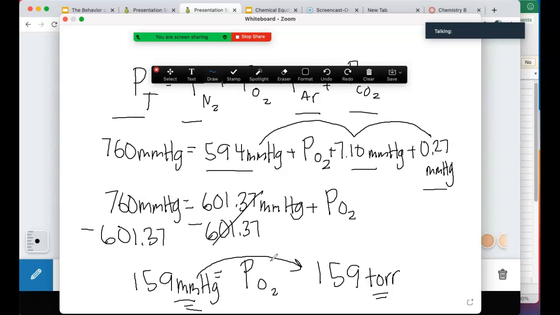Okay, so it's very apparent that the most pressure comes from nitrogen. The second most pressure comes from oxygen. The third most comes from argon, and the least comes from carbon dioxide. So this is called Dalton's Law of Partial Pressure.